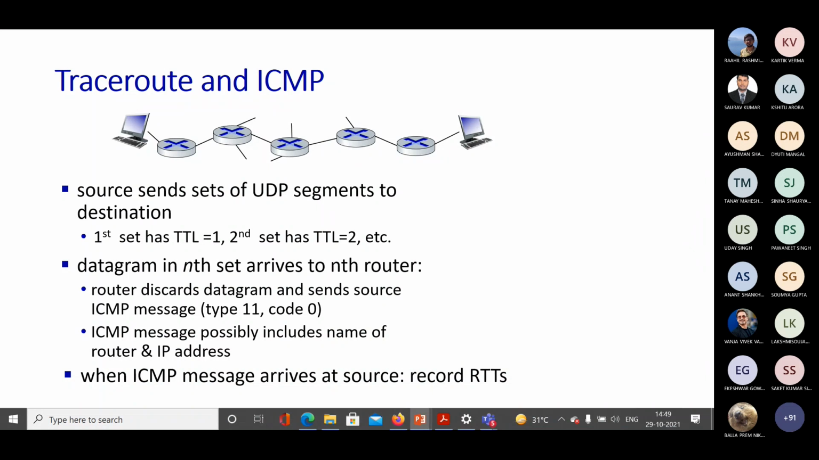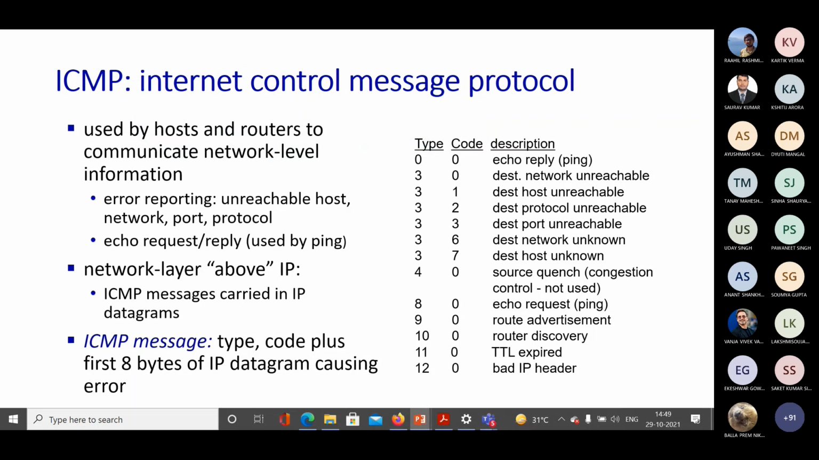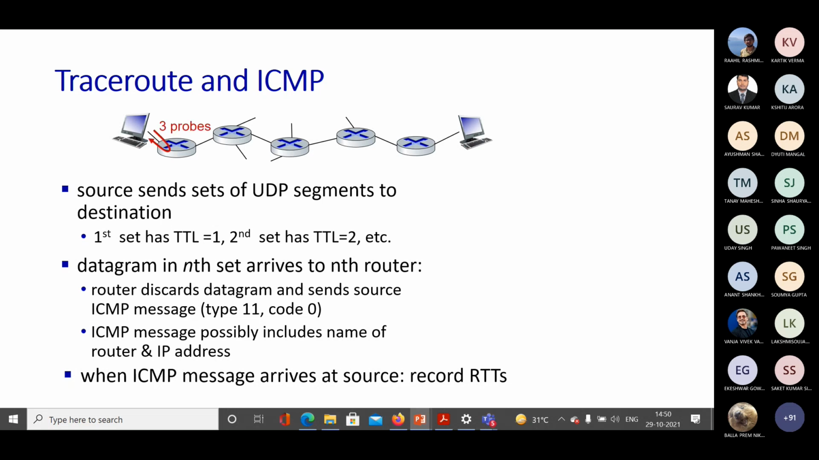Now, what does the router do? The router discards the datagram and sends the source an ICMP message of type 11 and code 0. Let's see what type 11 is. Type 11 means that TTL has expired. Also, the ICMP message can include the names of the router and IP addresses. When the ICMP message has arrived at the source, the RTTs are recorded.